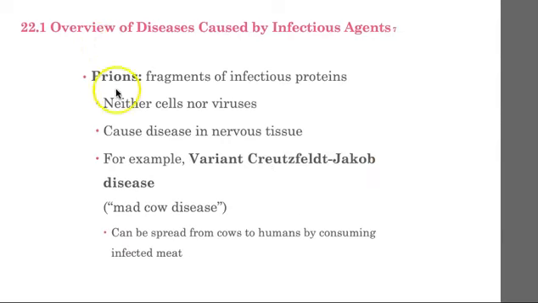Then we have prions. This might be new to you. Some people think of them as a subset of viruses, but they are fragments of infectious proteins. They're not cells, they're not viruses, but they cause diseases in our nervous tissue. You may have heard of variant Creutzfeldt-Jakob disease, also known as mad cow disease. This can be spread from cows to humans by consuming infected meat. Essentially, the prion is within the nervous tissue of the cow first, and as they grind up that meat, the prion resists any of the cleansing processes and ends up in the infected meat that we consume.